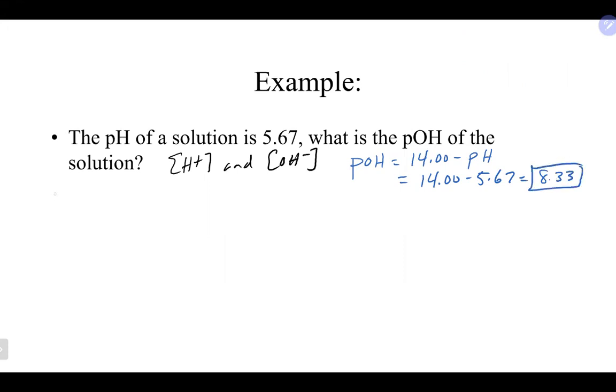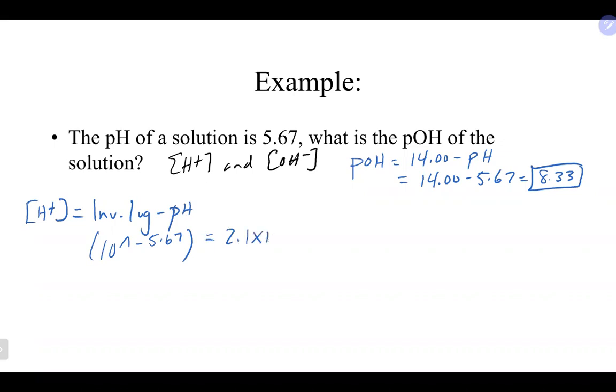Again, at this point, we could get the H plus concentration by taking the inverse log of the negative pH. So punching that in, 10 and a caret, negative 5.67. Make sure, again, you use your negative button and not your subtract button. Otherwise, you might be in some trouble. And you'll end up with 2.1 times 10 to the minus 6 here. Once again, that should have a molarity as it is a concentration.